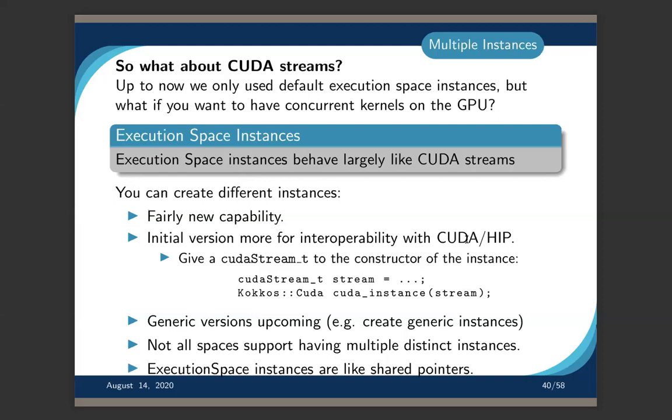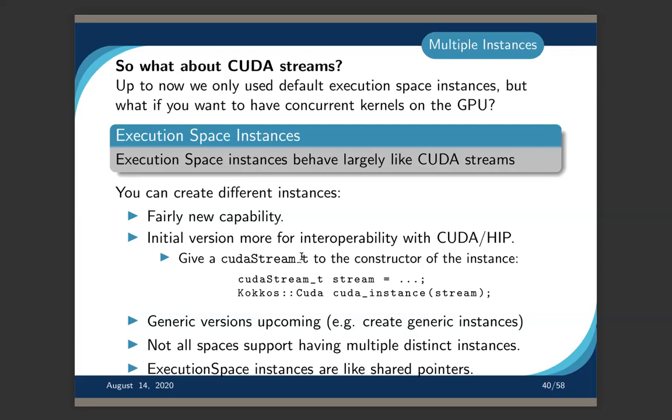So what you would get in OpenMP is that every instance is just the default instance, so it's not a unique instance, which means they will block with each other. You can still write the code as if you had multiple instances, right? It's just that nothing will overlap with each other, and everything will block. But in CUDA and HIP, we can actually do that.